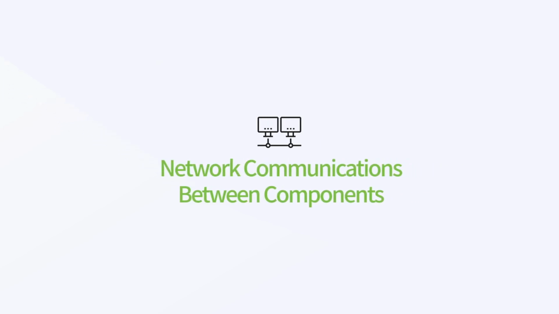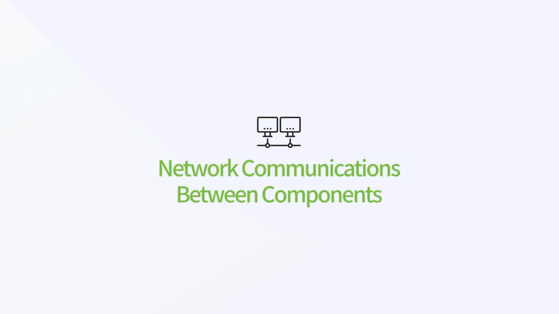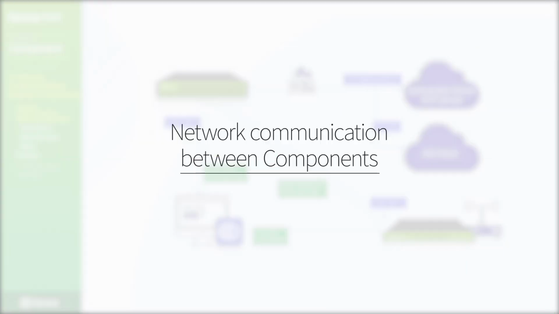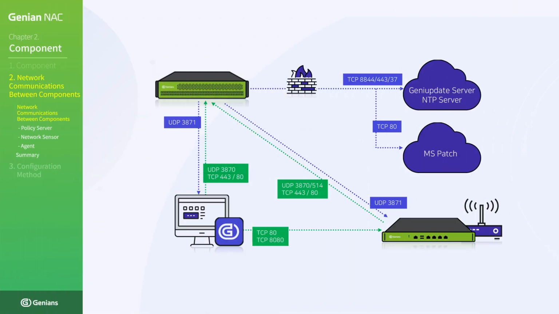In this chapter, we will explain the port information and its purpose used for communication in NAC. Let me explain the overall network communication between the NAC components. The policy server requires network communication with the network sensor, agent, and external data servers.